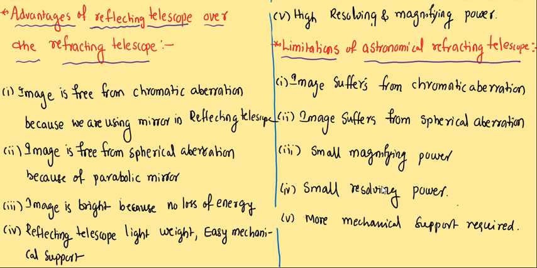Okay, and this is about the advantages of the reflecting telescope. And what are the advantages of the reflecting telescope? Okay, I gave that. The reflecting telescope does not have chromatic aberration, does not have spherical aberration, the image is bright, and the reflecting telescope has easy mechanical support. And these limitations fall on the astronomical refracting telescope. What are the faults in the refracting telescope? Chromatic aberration is there, spherical aberration is there, less magnifying power, less resolving power, difficult mechanical support, right?